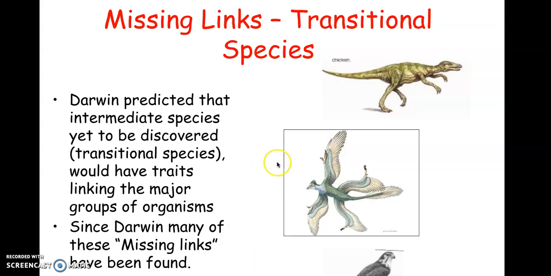Missing links. Okay, Darwin predicted that intermediate species yet to be discovered would have traits linking the major groups of organisms. Darwin called these things missing links, and I'll get to that in one moment.